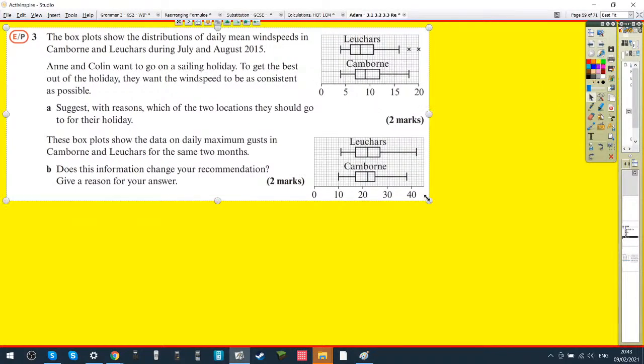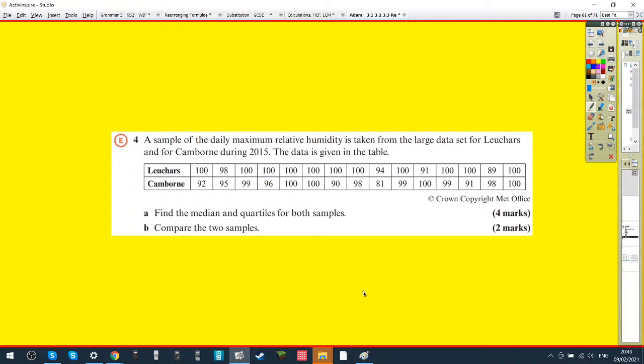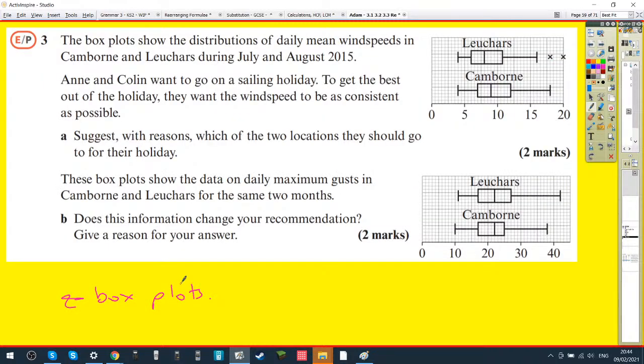Box plots. What is this here? Let me move this to box plot. Just want to make sure. Yep, I think that is it. Median and quartiles for both samples, and then compare the two. So I'm gonna put that with median and interquartile range stuff. Because we did. I'll tell you what. We'll do one.